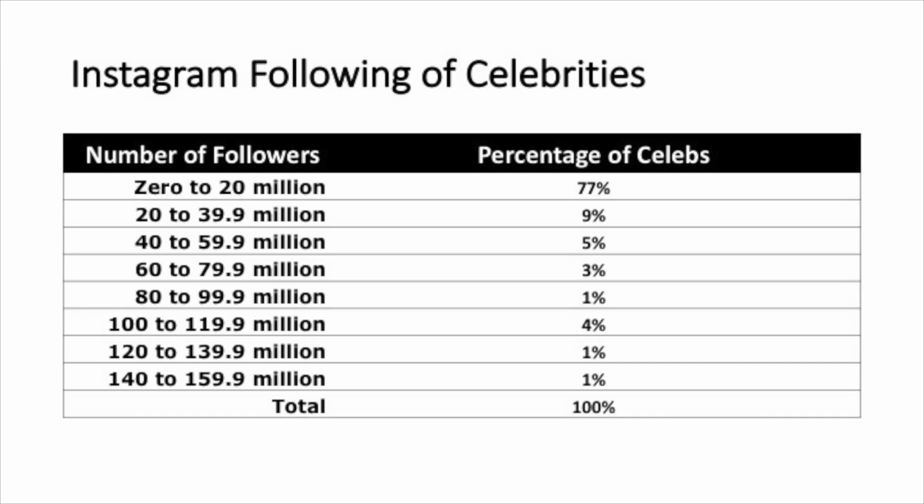You see the first class is 0 to 20 million followers, then 20 to 39.9 million, 40 to 59.9 million, all the way up to the last class, which is 140 to 159.9 million Instagram followers. If you look at that first class, you'll see that over 70%, or actually over 3/4 of the celebrities have fewer than 20 million Instagram followers. And it's just 1% of the celebrities that have between 140 and 159.9 million followers.